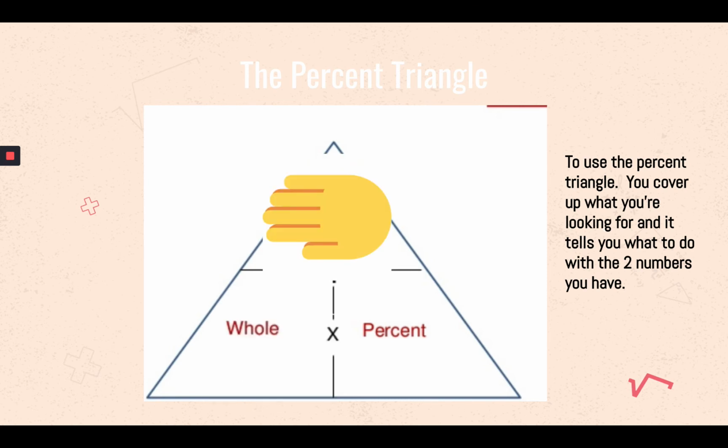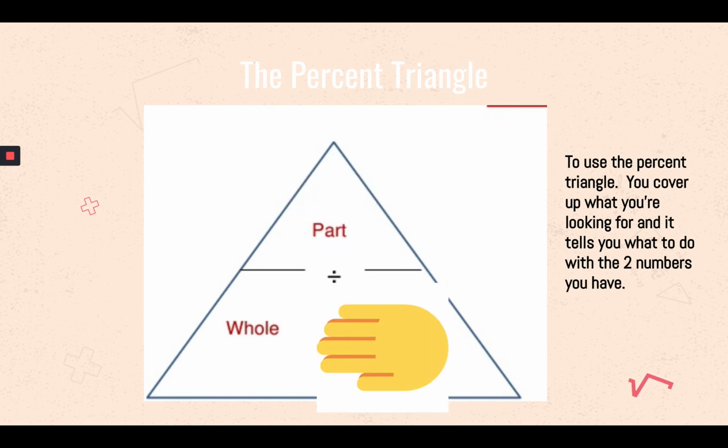If you decide that you're looking for part, it's whole times percent. And if you decide that you're looking for percent, well, it's part divided by whole.